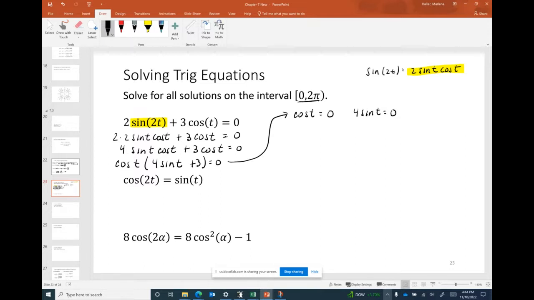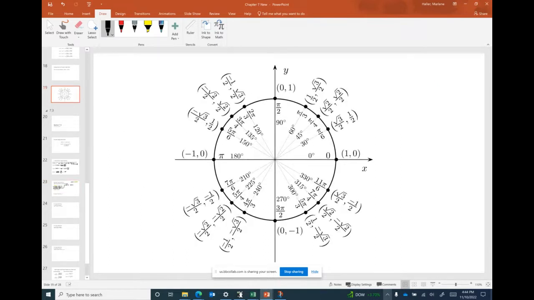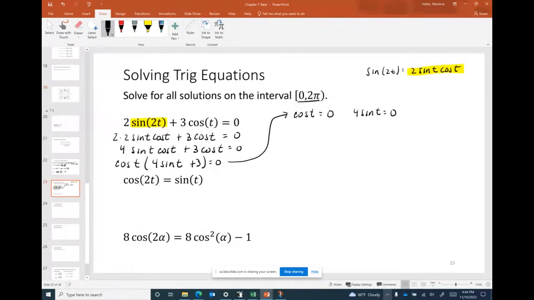For the cosine of t equals 0, that's a known value on the unit circle. The cosine is 0 when the x-coordinate of the terminal point is 0. We see that happening in 2 places, at pi over 2 and 3 pi over 2. So there are 2 answers. But now we have to solve this other factor: 4 times the sine of t plus 3 equals 0.